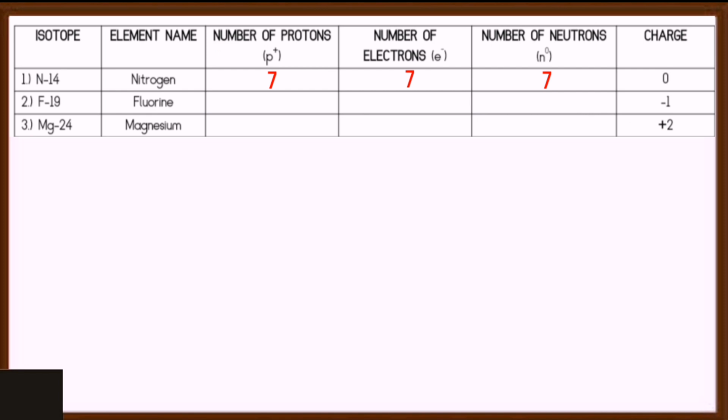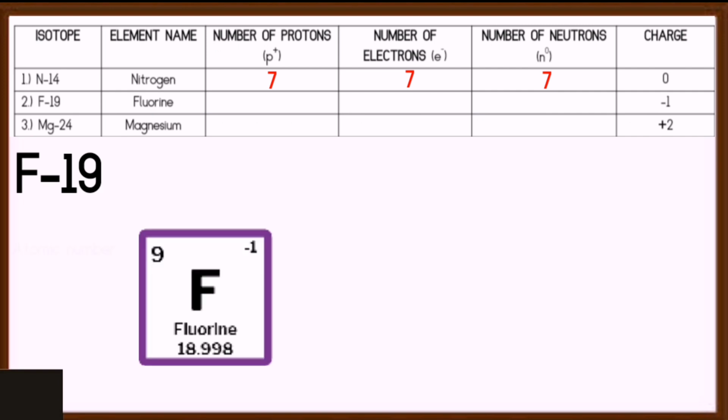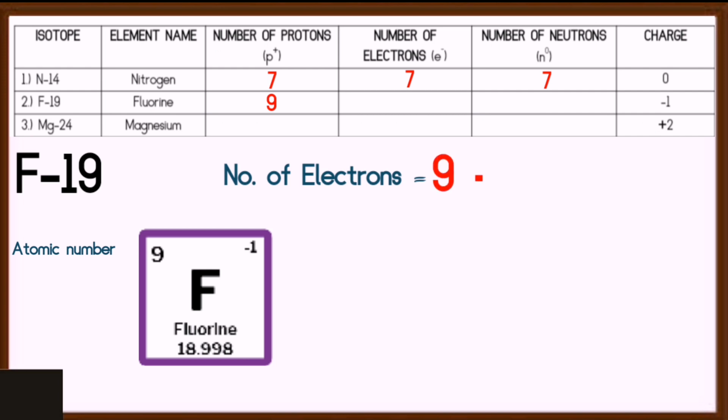Next, example number 2. Isotope F19. F is the symbol of fluorine. In the periodic table, the atomic number of fluorine is 9. Therefore, the number of protons is 9. For the number of electrons, 9 minus the charge, which is negative 1. So 9 minus negative 1 is 10.